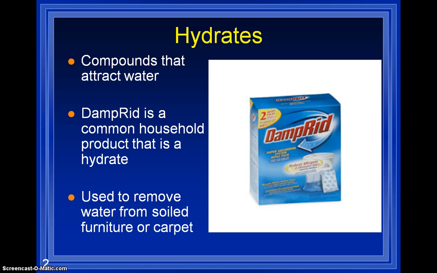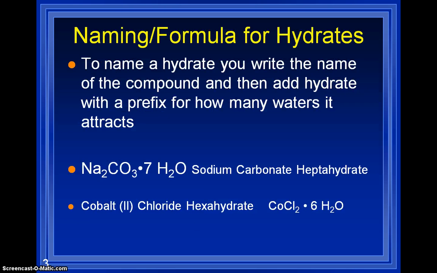Damp Rid is a common product that you would put in your house, like if there was some flooding or some moisture. You put it in, and it actually absorbs moisture from the air, or can absorb moisture from things like carpets and furniture that have gotten wet. So it just pulls water to it. We're going to do a lab with some hydrates, so it's important that we learn how to name and write the formulas for hydrates.